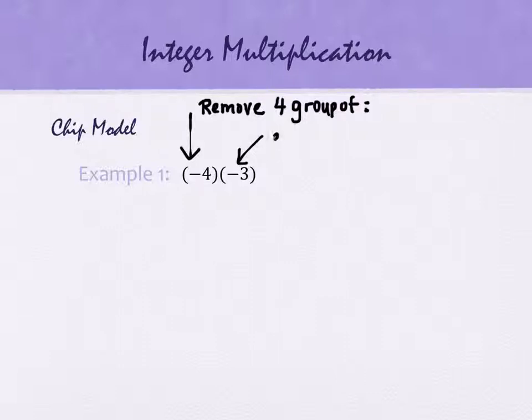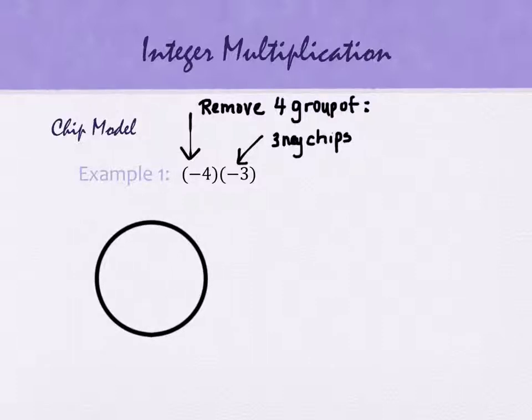So this is 3 negative chips. I need to remove 4 groups of 3 chips, and they're negative chips. So they're the red chips that we had once upon a time. Let me get my red chips going on here too. All right, let's actually draw our circle first, and then I'll get my red chips. I need red chips and yellow chips, actually, and I'll show you why.